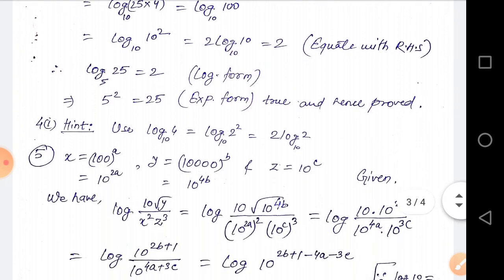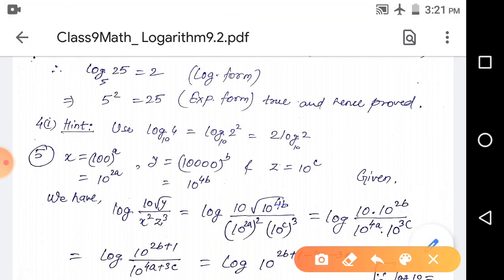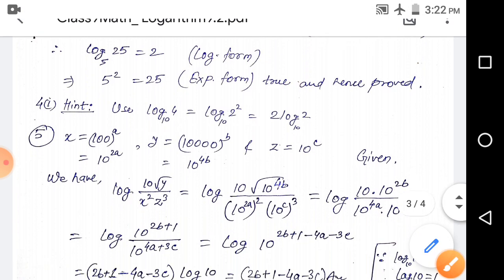Now a hint is given for question number 4, bit 1. We can write log base 10 4 as log base 10 of 2 to the power 2. Then we can write 2 log base 10 2. Okay. Now question number 5.